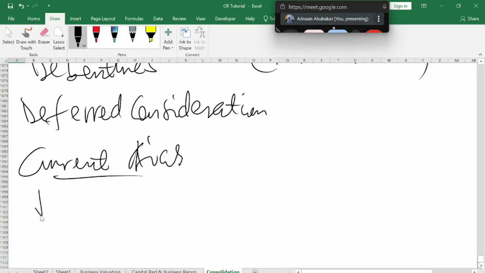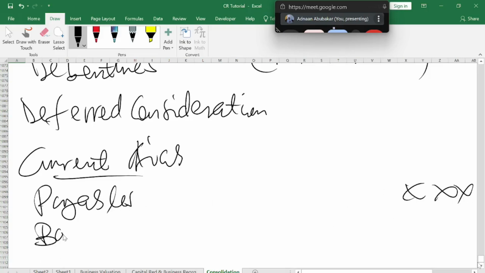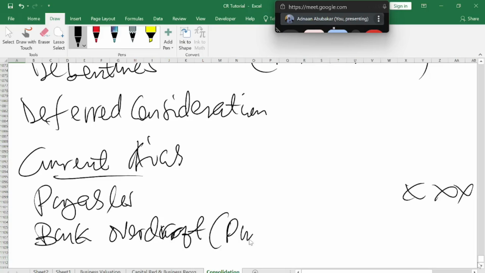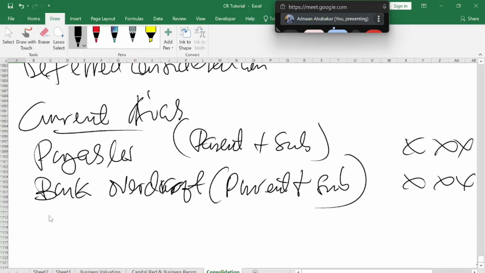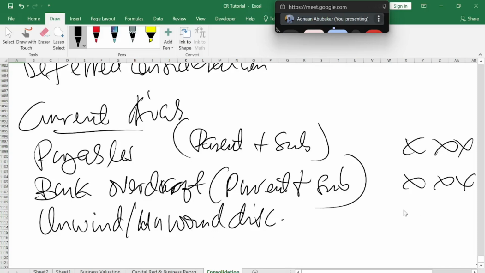You have maybe your current liabilities. You have your payables; that too, you'll bring it here. Then you'll have maybe your bank overdraft: parent plus subsidiary. Then you'll bring your unwound discount.